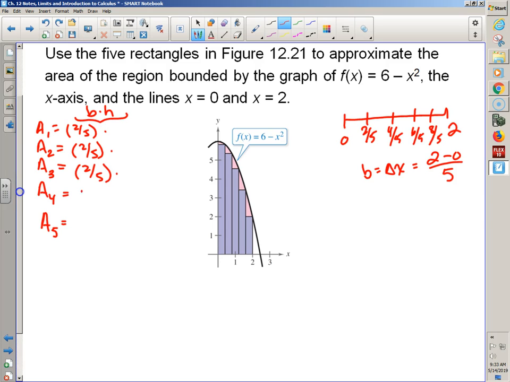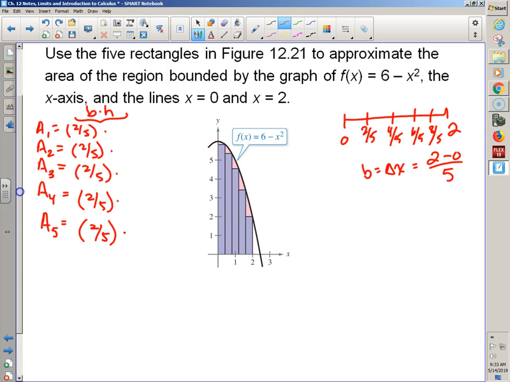That part's easy. Each of them has a base of 2/5. And if we're taking some sort of region, whether it was from 1 to 10 or 3 to 70 or 2 to 5, whatever region or space we're taking, if we're splitting it into 5 rectangles or 10 rectangles or 8 rectangles, we can do that process of what's the distance between the x's and how many pieces are we splitting it up into. Now, those are bases, but what else do we need?